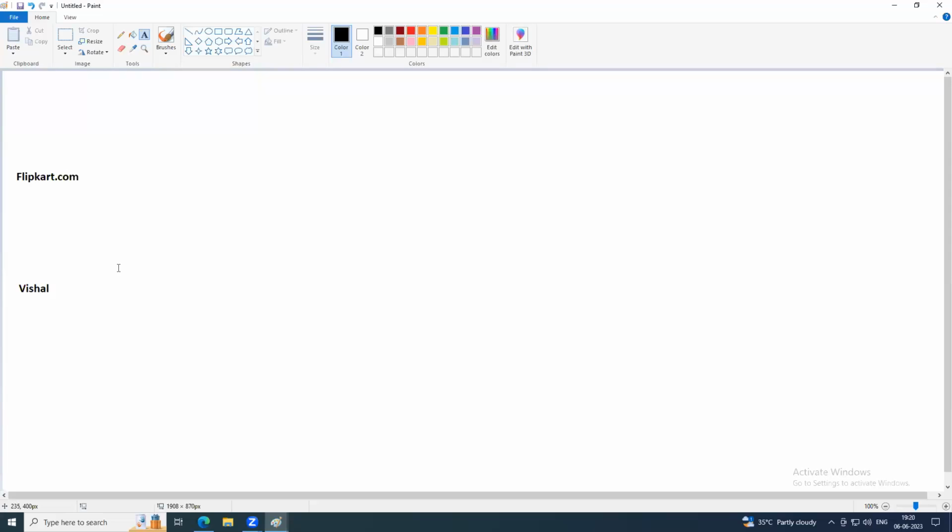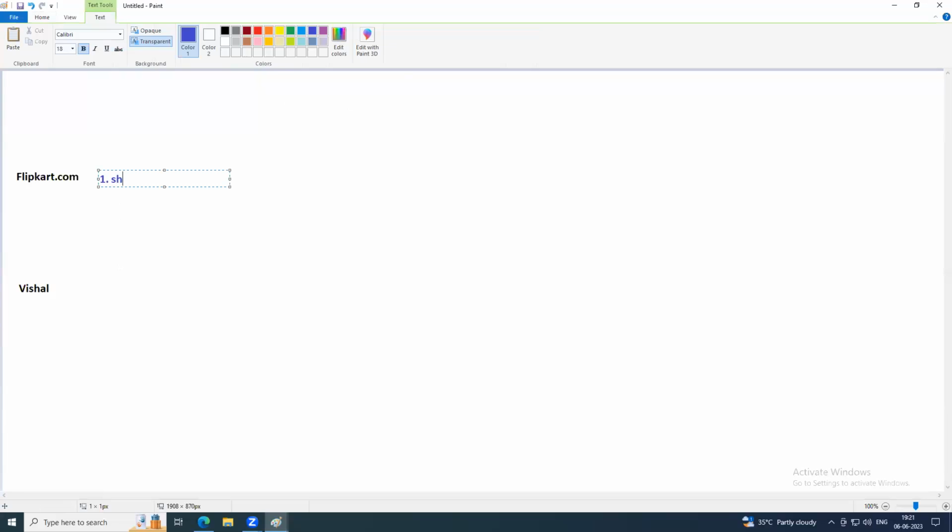Let's say someone has a habit of searching shoes. Someone has a habit of searching mobiles all the time. Someone has a habit of searching watches, correct? Everyone has the same habit. Let's imagine Vishal is a person here. He has a habit of searching for shoes all the time.